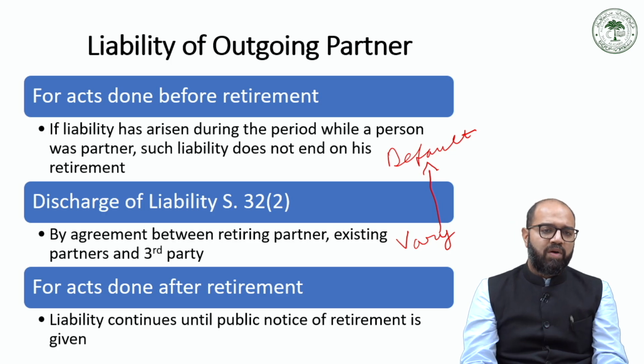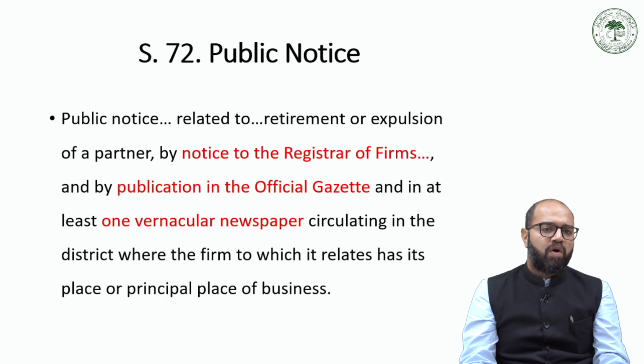Now let us look at the requirement of a public notice under section 72 of the Indian Partnership Act. According to this provision, public notice is related to retirement or expulsion of a partner. This public notice can be given to the registrar of firms and has to be published in the official gazette and in at least one vernacular newspaper circulating in the district where the firm to which it relates has its principal place of business.